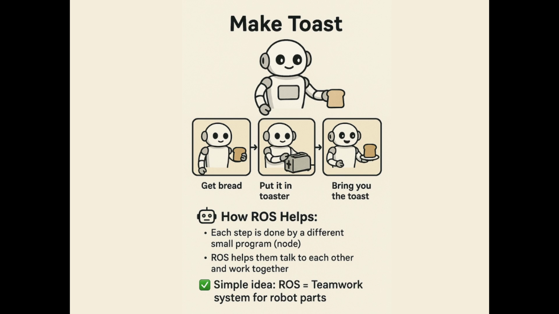Imagine you have a kitchen robot that can help you cook breakfast. You press a button, make toast. The robot gets bread, puts it in a toaster, waits, and then brings you the toast. Think of ROS like a manager for a team of little workers called nodes who talk to each other by passing messages. ROS helps them talk to each other and work together.